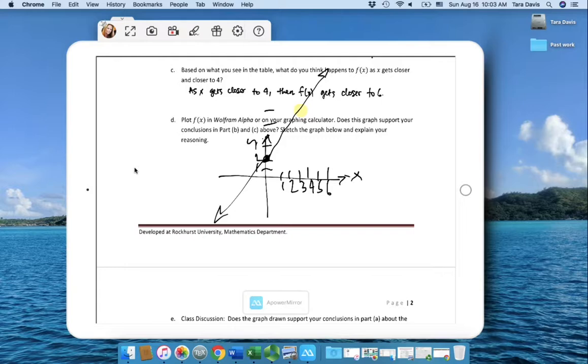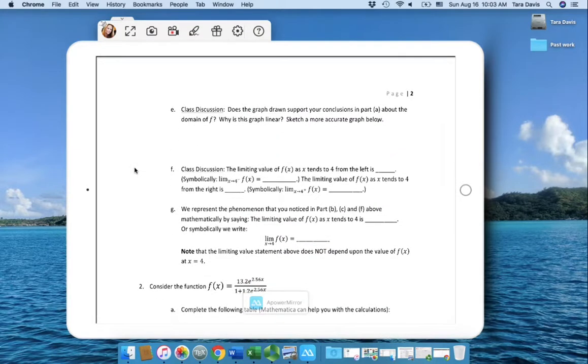So we can ask the question, does this graph support our conclusions? And it does, because as x approaches 4, y approaches 6. Now, are you interested in the fact that this complicated equation had a graph that's a straight line? And maybe, does that seem right? We should look into this a little bit more, okay? So this is like the discussion.